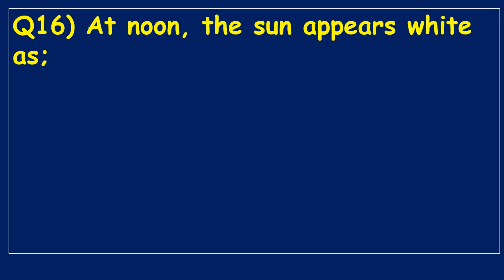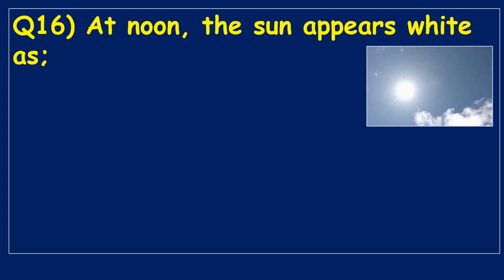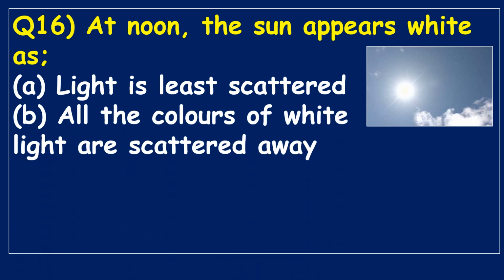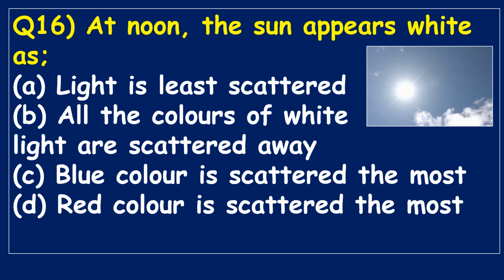At afternoon, the sun appears white because, see this picture here, sun appears white. Sun appears white because: A. Light is least scattered. B. All the colors of white light are scattered away. C. Blue color is scattered the most. And option D. Red color is scattered the most.